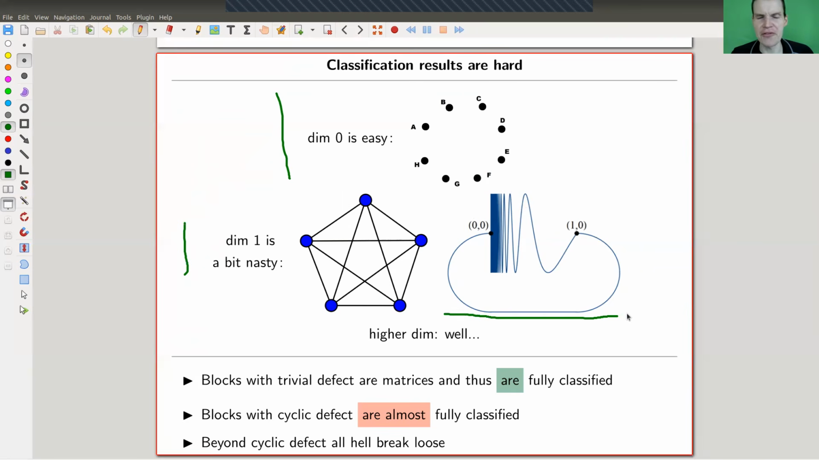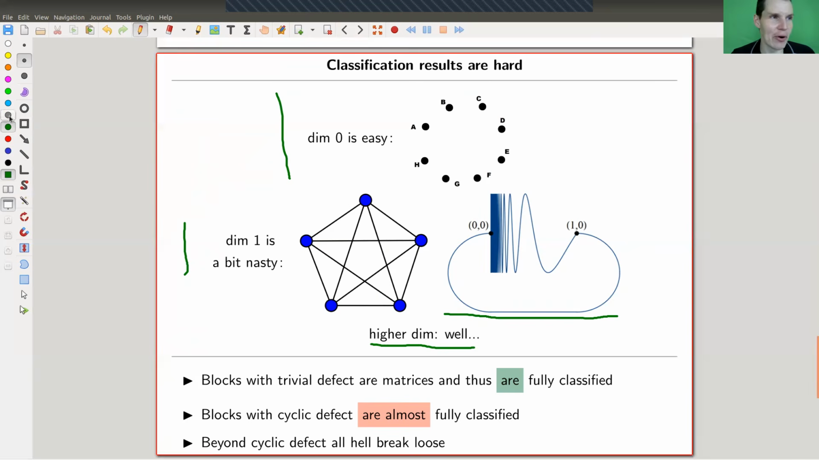But then you have some sometimes really ill-behaved examples here, what is called the Warsaw circle. A very complicated topological space, which is still one-dimensional in a certain sense. So dimension 1 is already really a nasty setup. And classifying topological spaces in higher dimensions, well, let's just say well.